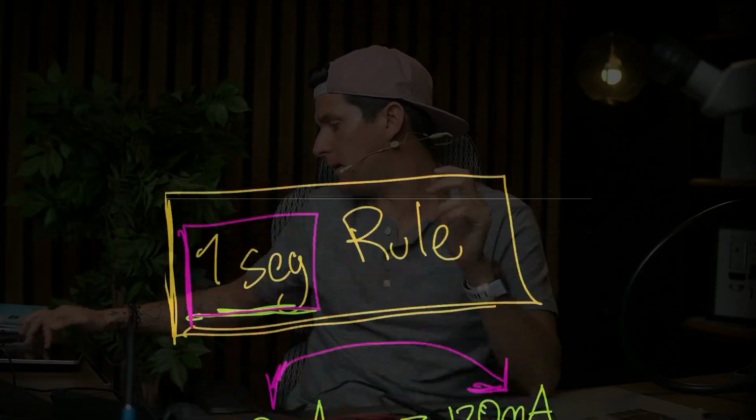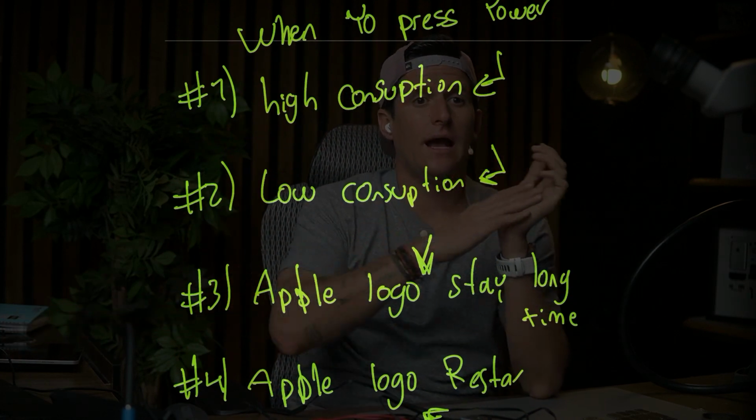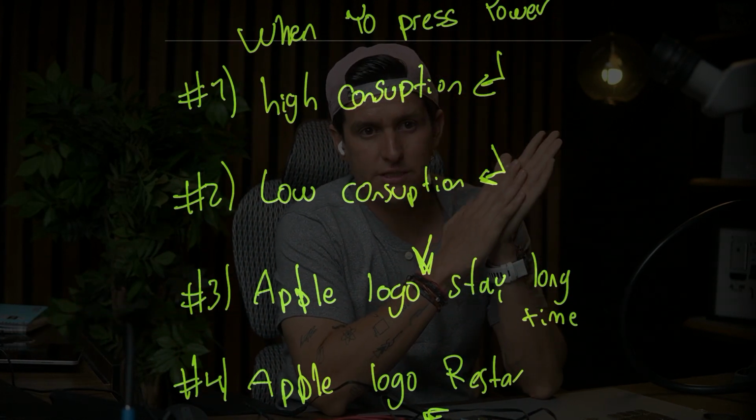And remember, when you have an iPhone with high consumption, low consumption, Apple logo staying a long time, or Apple logo restarting, you have to check the secondary lines. In the next video, I'm going to explain this one to you. And remember, this is the second stage of power on iPhone. We still have to understand the third stage, when the CPU connects with the NAND. In these 2 next videos, we are going to learn about the PMU. In the last video, we are going to learn about the third stage of power of iPhone.